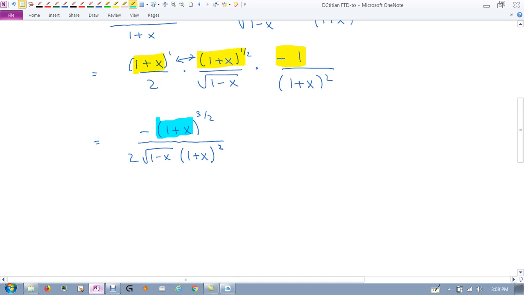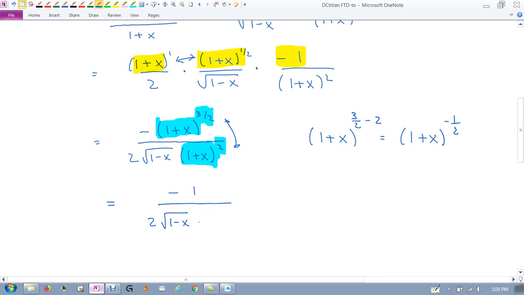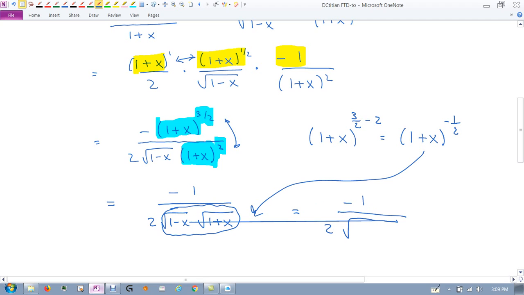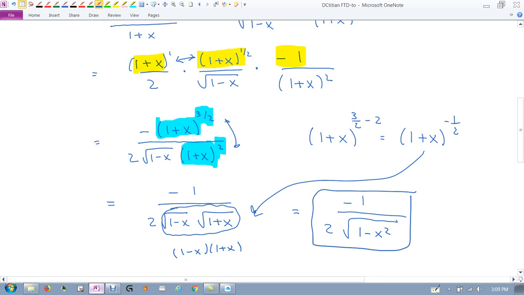And now, take a look, these are the same also. So here's where I will subtract exponents, right? When I'm putting these two together, I'm basically going to have 1 plus x to the 3 halves minus 2, which should be 1 plus x to the negative 1/2. And that really means that root belongs on the bottom. So we should have negative 1 on top. We should have 2, we should have root 1 minus x, and then we also have a root 1 plus x down here. That comes from this idea right there. And you could even put these two roots together now, and multiply their insides together. Negative 1 over 2, and when I multiply these two insides together, I'm doing 1 minus x times 1 plus x. That's difference of squares, and that should go back to be 1 minus x squared. Yikes. That's it though.